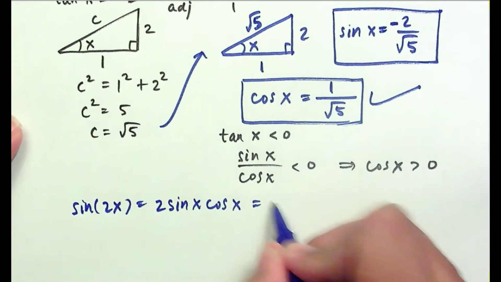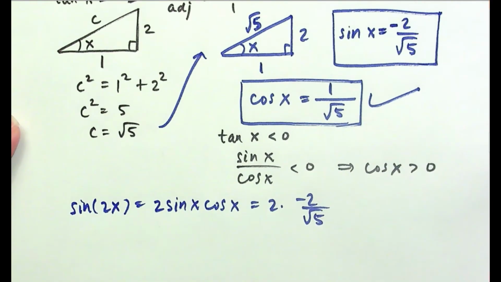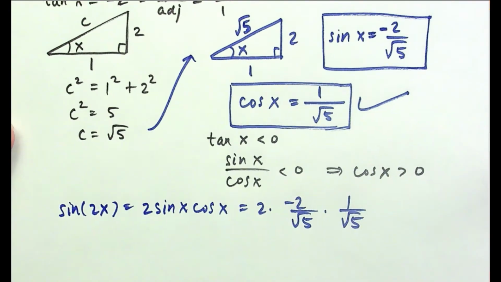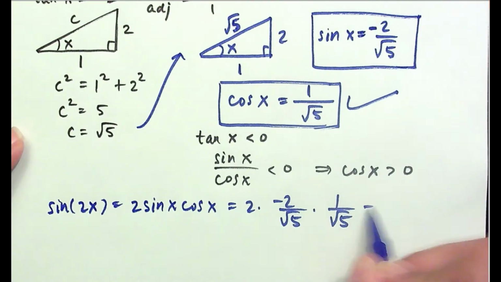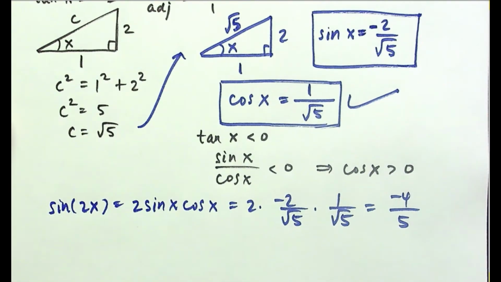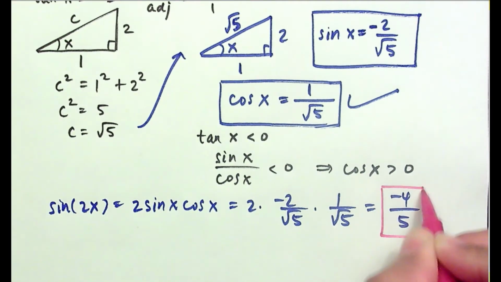And we just figured out that this is negative 2 over square root of 5 for the sine and 1 over square root of 5 for the cosine. In simplifying, you get negative 4 on the top, multiplying across the top, and square root of 25, or just 5 on the bottom. Okay, so that is sine of 2x.